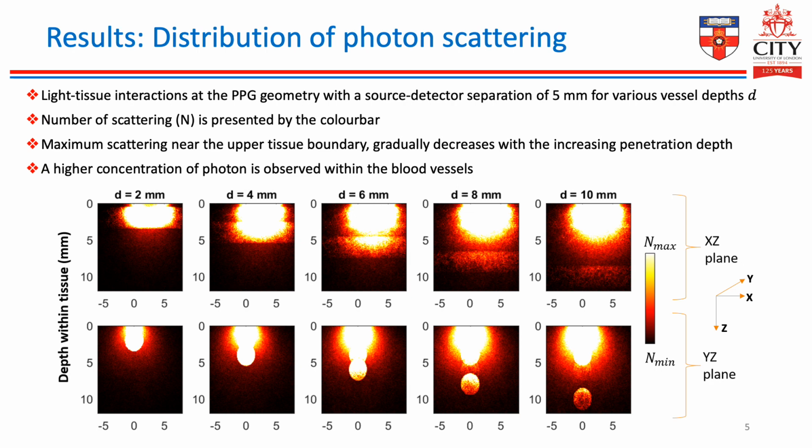Now, this concentration of photons is basically within the blood vessel, which you can see gradually goes deeper within the tissue because of the given criteria, that is the vessel depths are 2 millimeter, 4 millimeter, 6 millimeter, 8 millimeter, and 10 millimeter. You can see the roundish shape of the vessel in this YZ plane view, and it is very clearly seen that the photons are basically accumulated in the fat tissue layer and within the blood vessel.